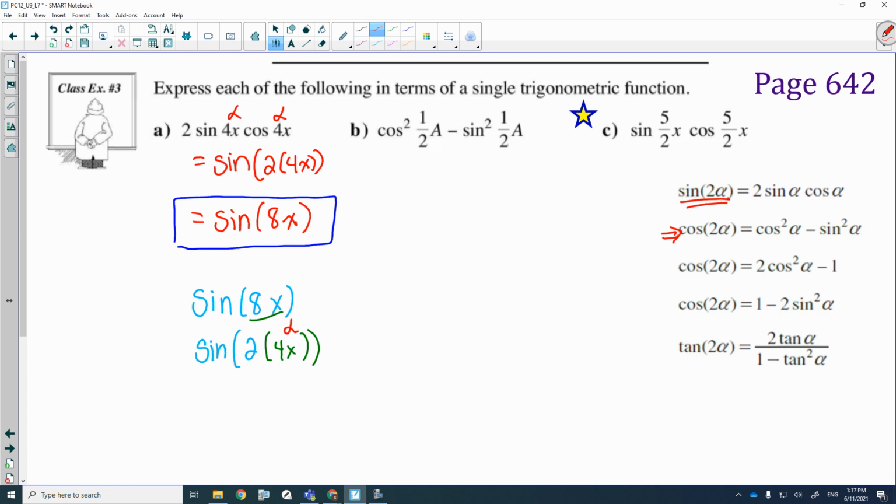So this is equal to, let's identify alpha. That's alpha, and this would be alpha, right? Because when it's in the form of cos squared alpha, the argument would be alpha. So that's the double angle of cos, so let's write that down. That would be the cos of 2 and then alpha. Alpha is 1/2 a. From here, let's simplify, and 2 over 2 is going to cancel, which will leave us with the cos of a.